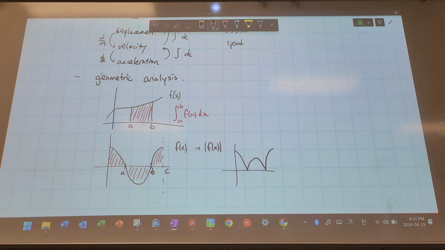Can you show how to find area when it's on the y-axis? On the y-axis, sure. Yeah, we'll talk about that in a second.